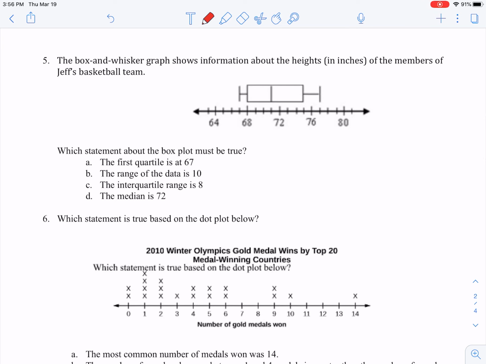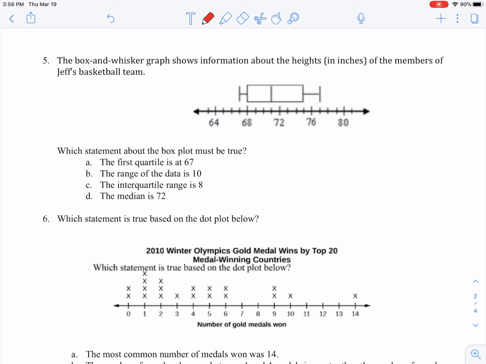Number 5, the box and whisker graph, also known as the box plot, shows information about the heights in inches of the members of Jeff's basketball team. Which statement about the box plot must be true? So we know that we have to look at each choice for this multiple choice answer.